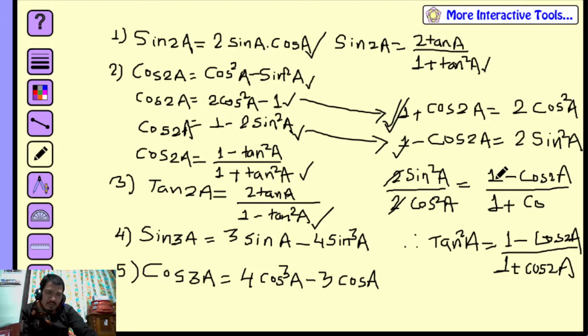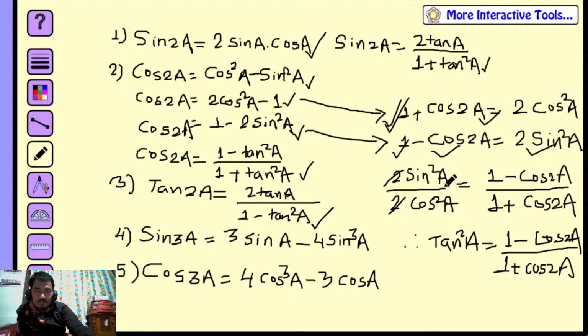When you divide 1 minus cos 2a by 1 plus cos 2a, 2 sine square will be up, and sine square by cos square means tan square a. So tan square a is 1 minus cos 2a over 1 plus cos 2a. Like this you should know.